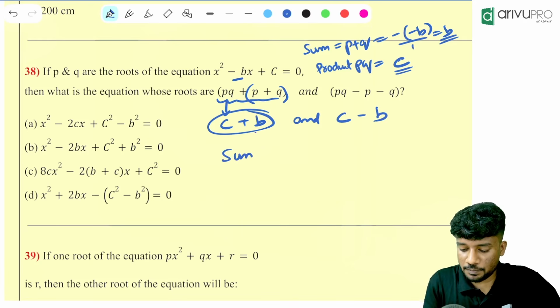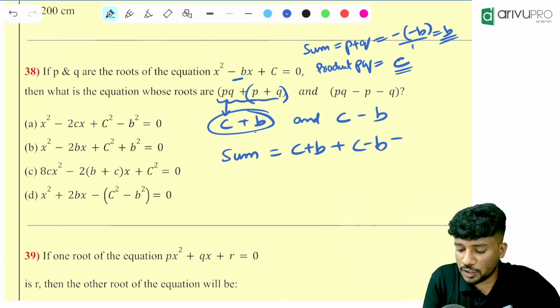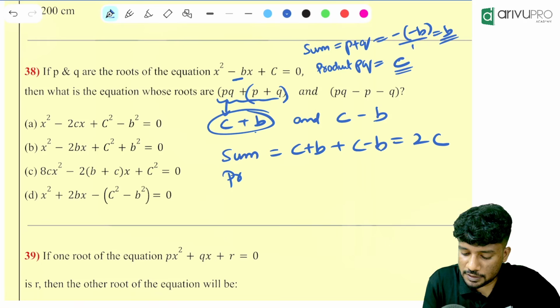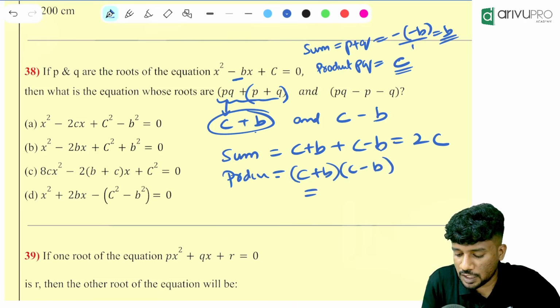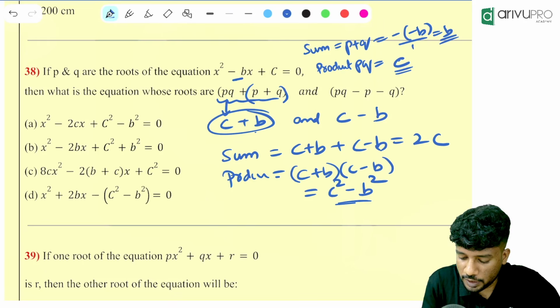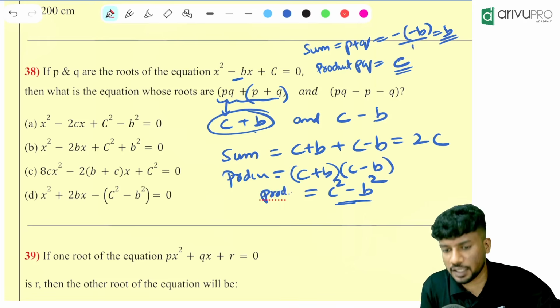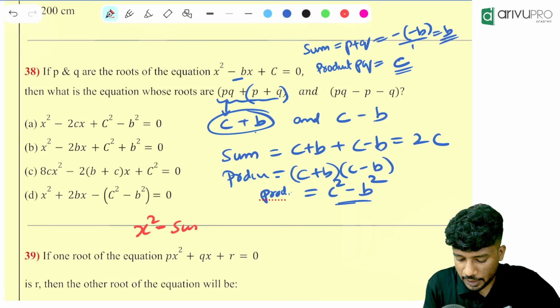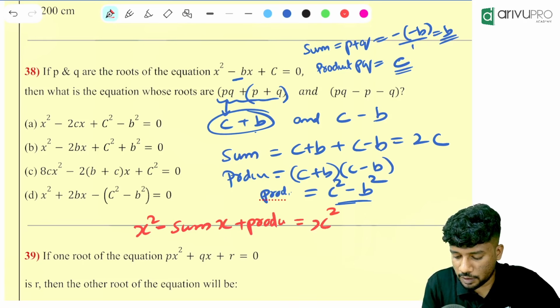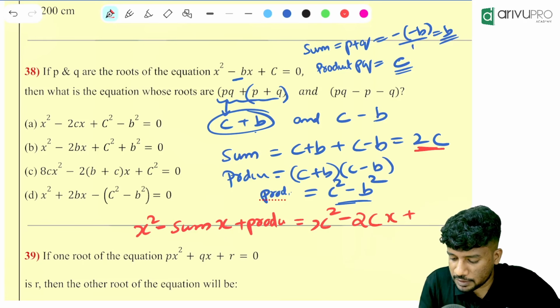Can anyone tell me the sum? Sum is c plus b plus c minus b, which is equal to 2c. Then the product is c plus b into c minus b, which is equal to c square minus b square. So we have the product also. Since you have the sum and the product, what is the general way of writing a quadratic equation? x square minus sum into x plus product, which is x square minus 2c into x plus c square minus b square is equal to 0.